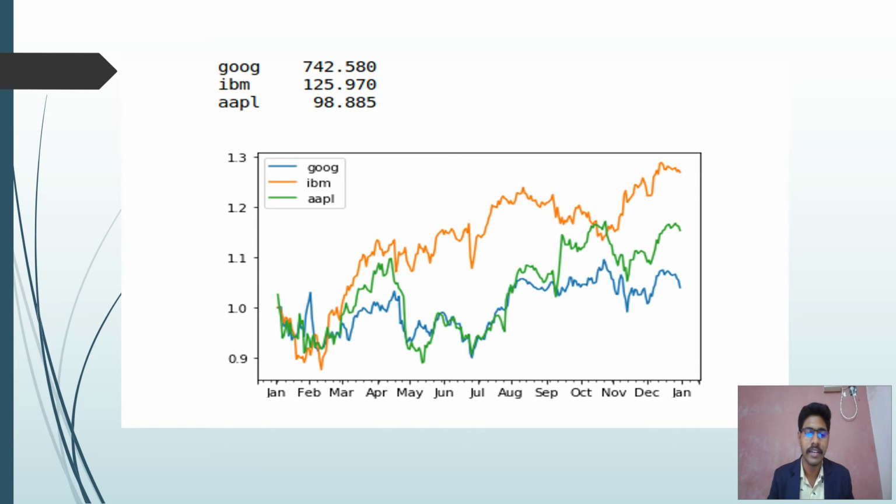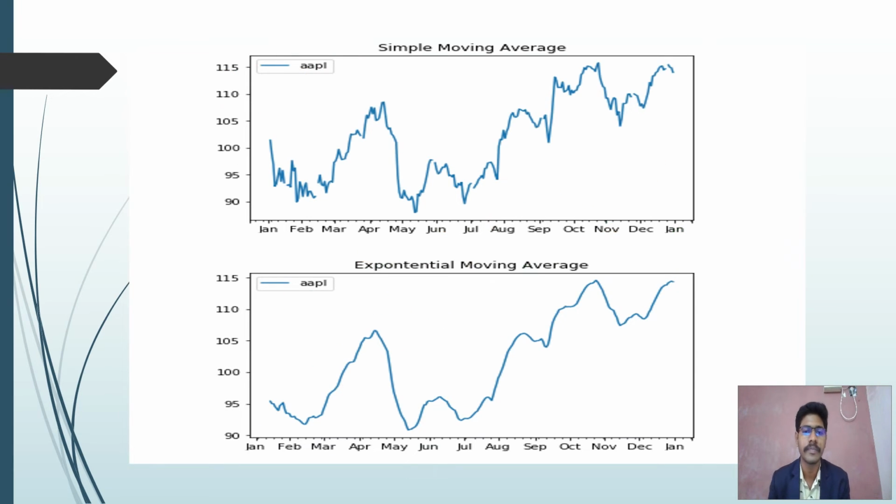There you can see they all start between 0 and 1.1. Then they go down and they go up. IBM goes up to 1.3, that is a huge amount. Here Google is at 742.50, the top most of the investment. So okay, we can go to the next.